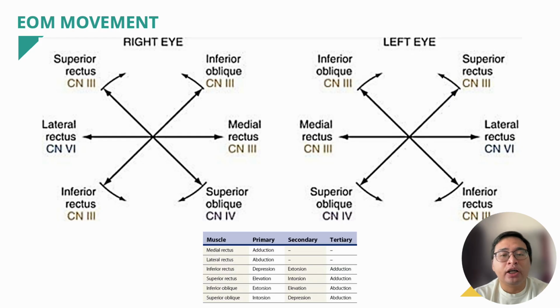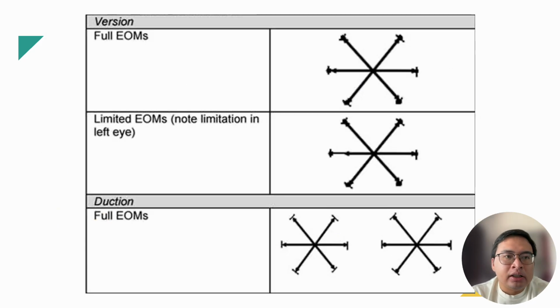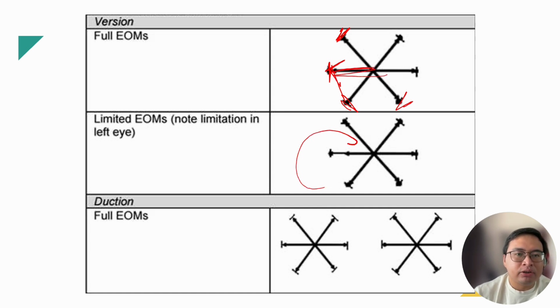Okay? So how are you going to report your findings in the medical chart? If you have full extraocular muscle movement, then you write the bars and then you write the arrows going all the way. No? If limited, for example, if the left eye is limited, the arrow only goes up to here. Okay? There.